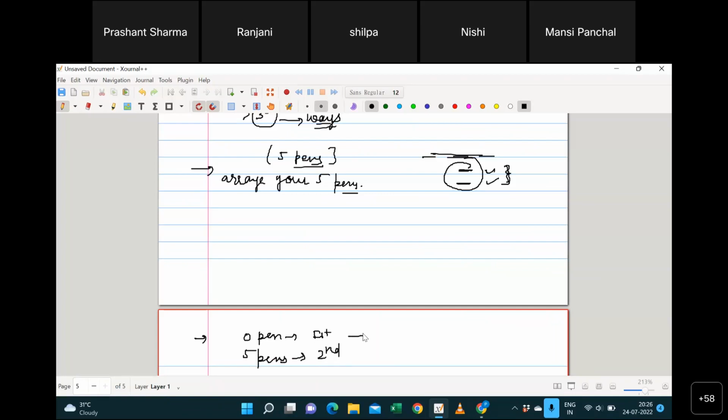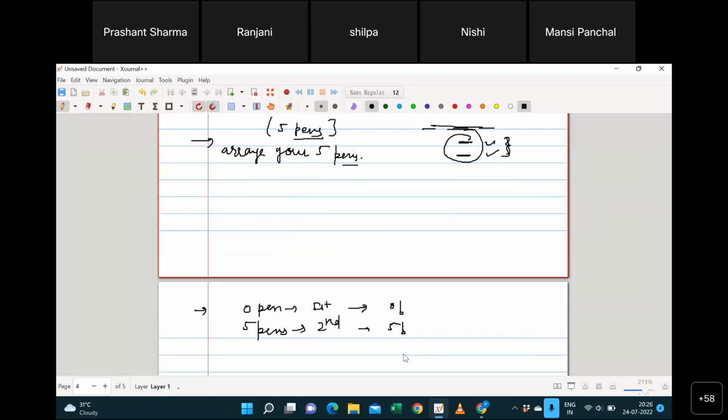That means in how many ways I can arrange 0 pen in the first? 0 factorial. And for the 5 pens I can do it in 5 factorial ways. Are you getting it? Yes, yes.